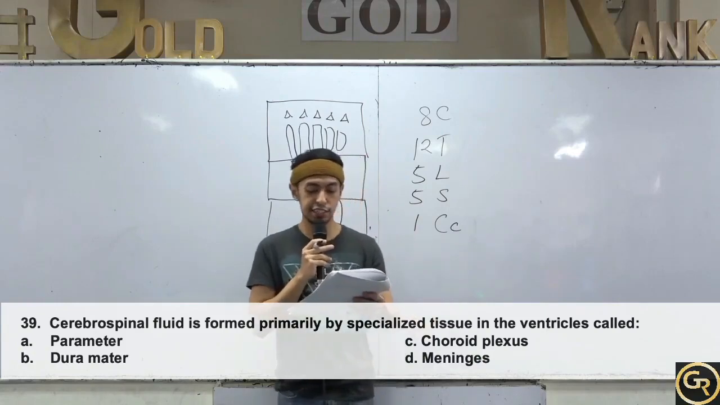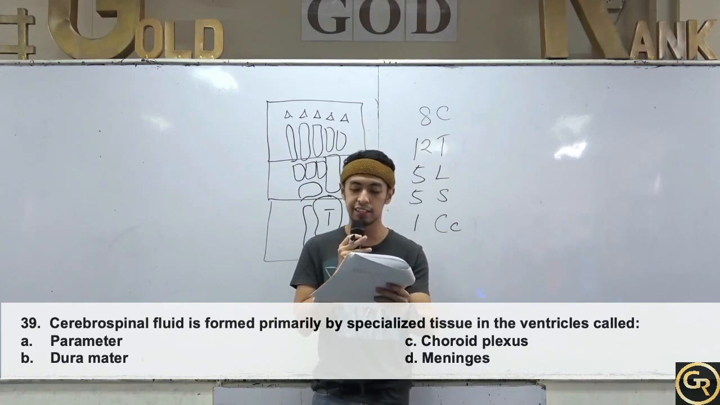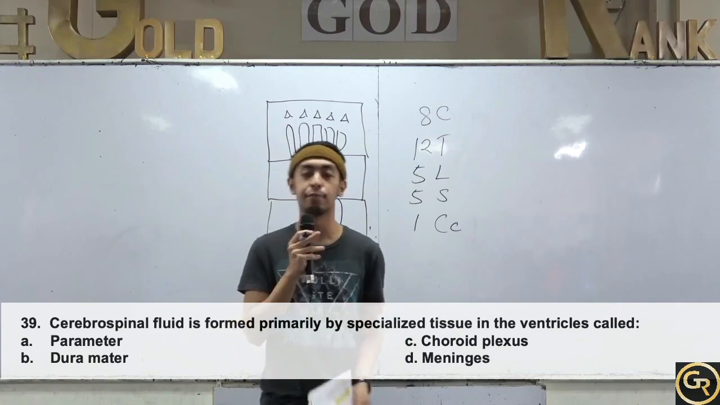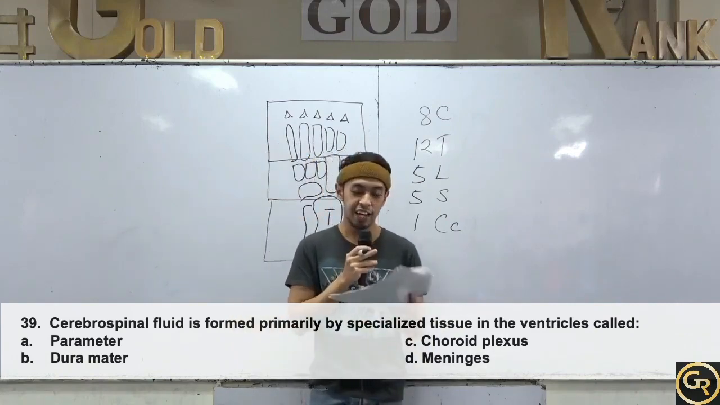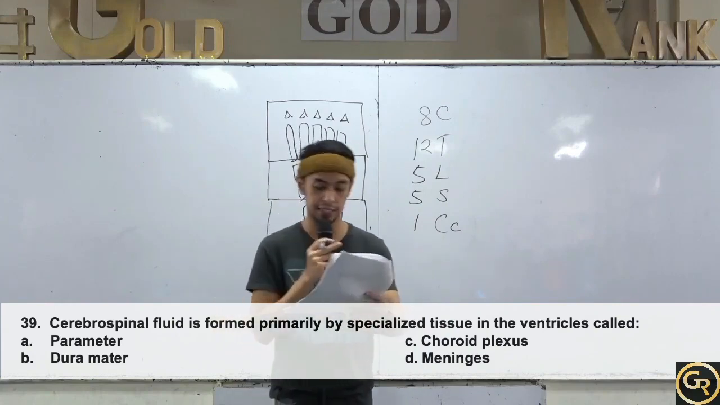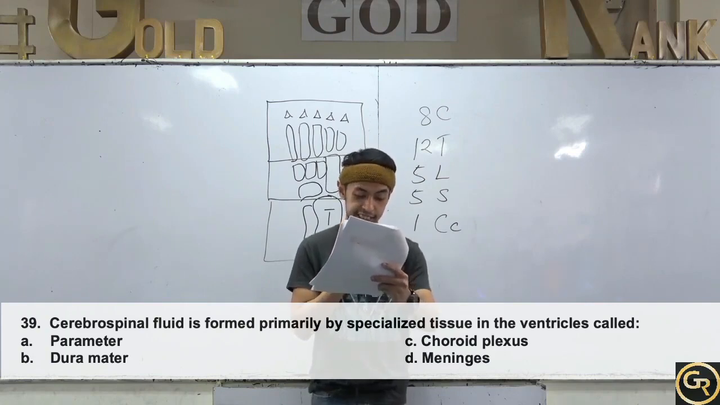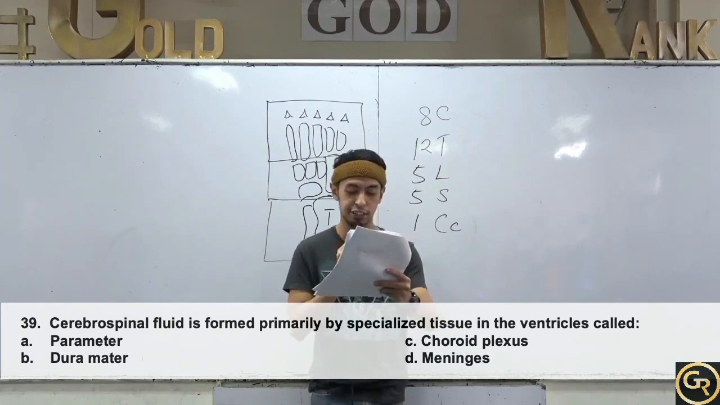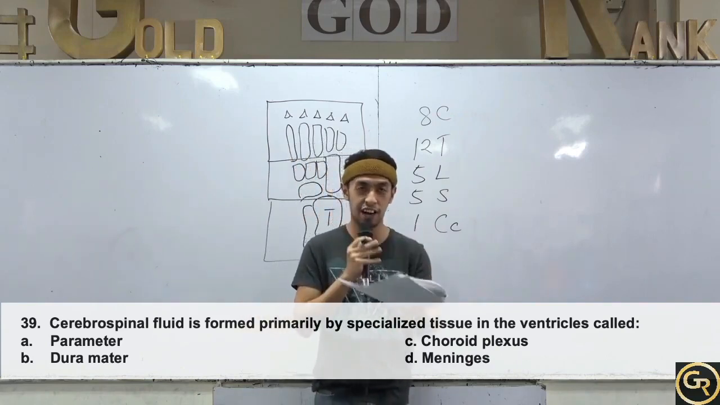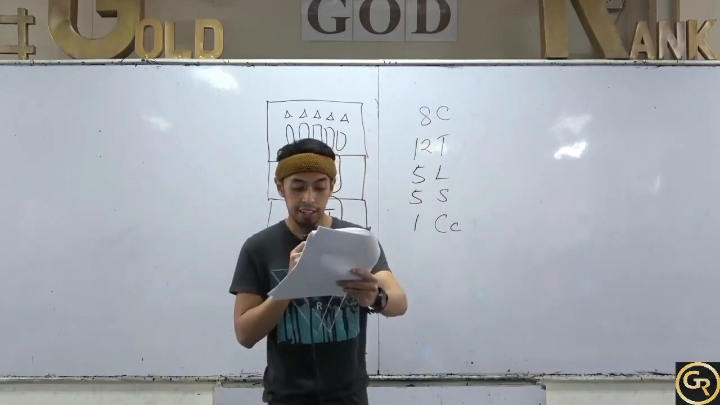39. CSF is formed primarily by specialized tissue in the ventricles called, guys, sino nga po ba tong apparatus na ito sa ating brain na nagpo-produce ng ating CSF? It would be your letter C. Tama po ba? Your choroid plexus. The rest, they are meninges, yung mga naka-enumerate pong other choices dito. Your dura mater, your pia mater, the meninges, they are coverings of our CNS. So, hindi po sila ang sagot. Letter C po dapat.